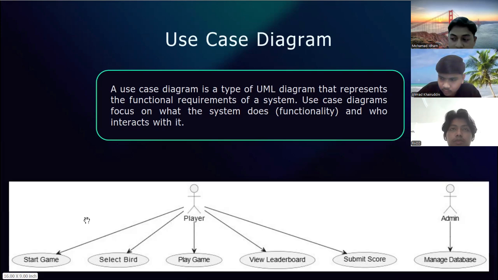And then we go to the first use case, which is start game. So this action set the game into motion, so player can start the games from the main menu. And then next, select bird. Before starting games, the player can select and choose a character to play with. And then the use case play game, the core.